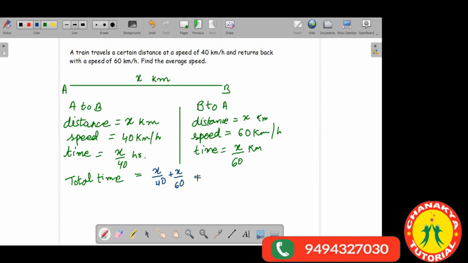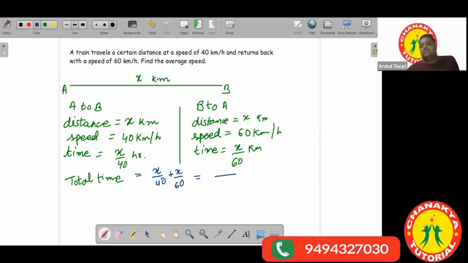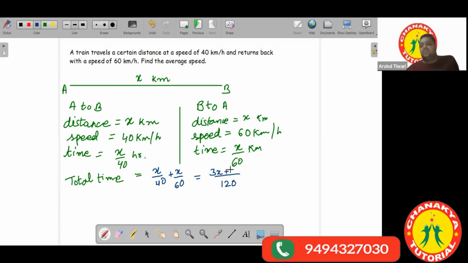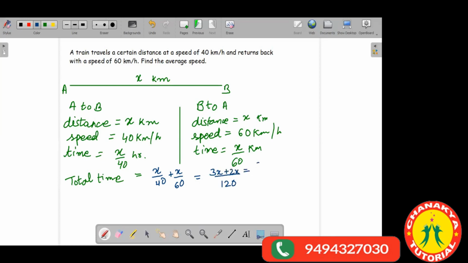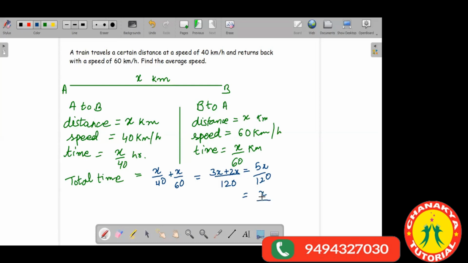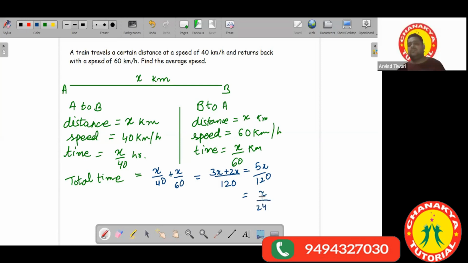Now, what should be the LCM of both of these? 120. Okay, so we can write here 3X plus 2X, that is 5X over 120. Then cancelling 5 and 120, we have X divided over 24. Right? We have X over 24.